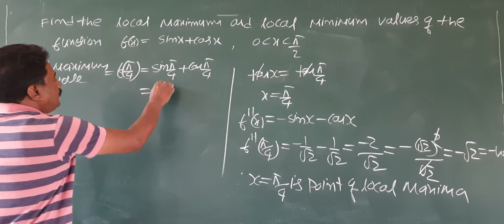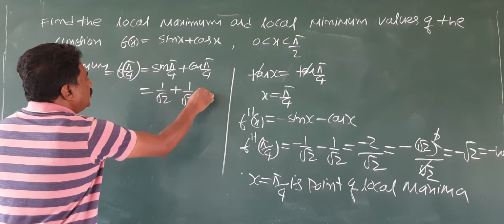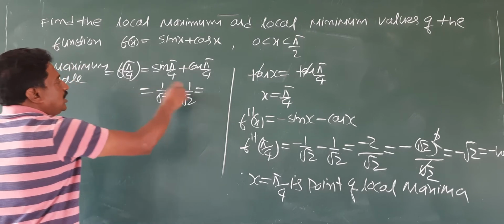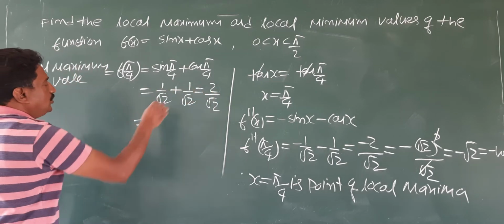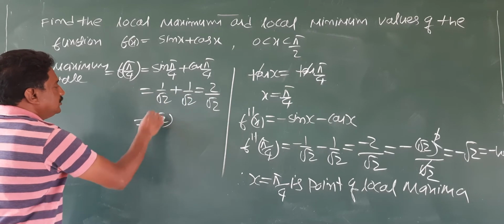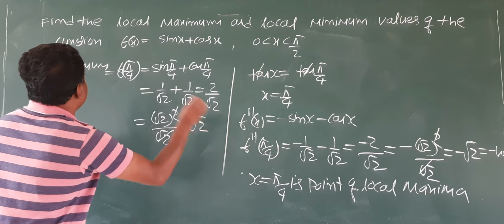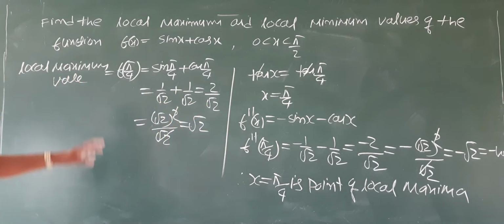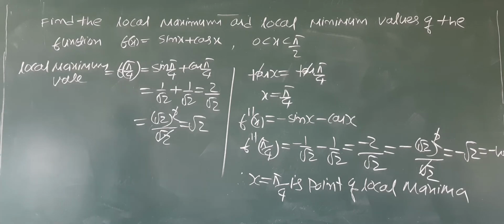What is sin 45? 1 by root 2. Cos 45? 1 by root 2. Same denominators, add the numerators: 2 by root 2. You write 2 as root 2 whole square by root 2. So root 2 gets cancelled, so root 2. So how much is the local maximum value, students? Root 2. I hope you understood.